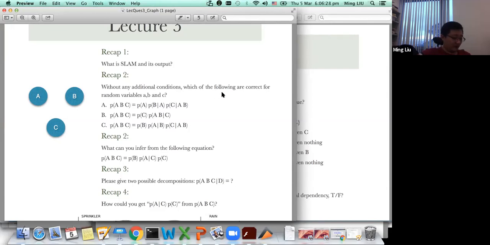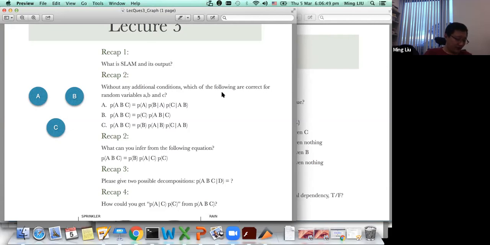So what is the SLAM and its outputs? You can think of this question by yourself first. SLAM is simultaneous localization and mapping. Its outputs will be the location, or the trajectories, and the map.